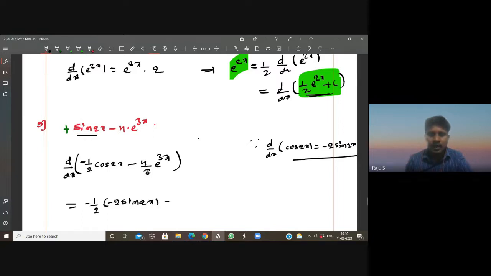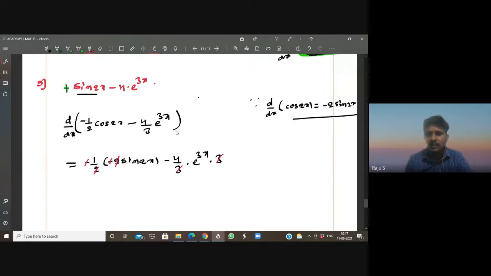Why should we take 4 by 3? Why can't we take only 4? Because the derivative of e power 3x gives 3 times e power 3x. Exactly, the derivative of e power 3x is e power 3x into 3. Now look here, the 2 gets cancelled, minus into minus is plus, and here the 3 gets cancelled. Now you may take plus c also, because the derivative of c is 0.